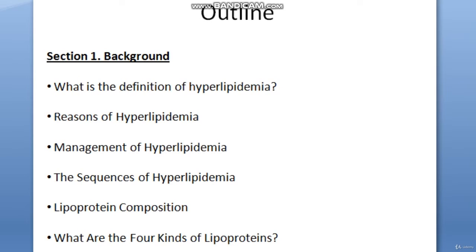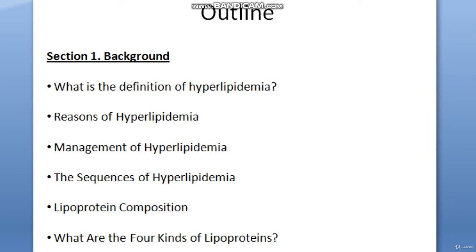consists of 4 sections. The first section is a background, and this section contains the following key points. What is the definition of hyperlipidemia? Reasons of hyperlipidemia. Management of hyperlipidemia. The sequences of hyperlipidemia. And lipoprotein composition. And I want to talk about the 4 kinds of lipoproteins.